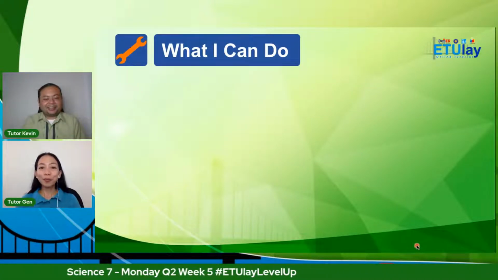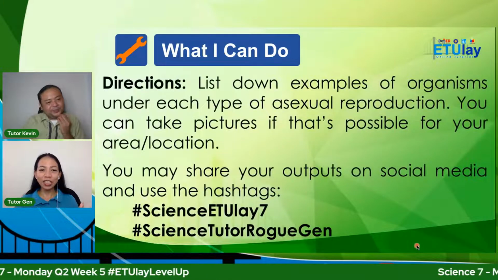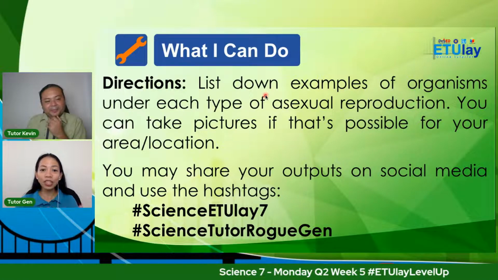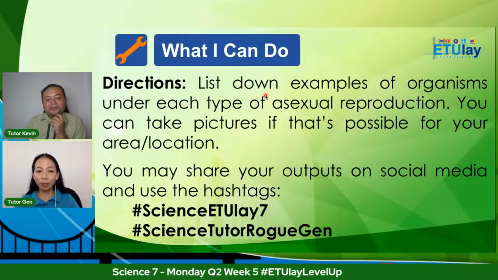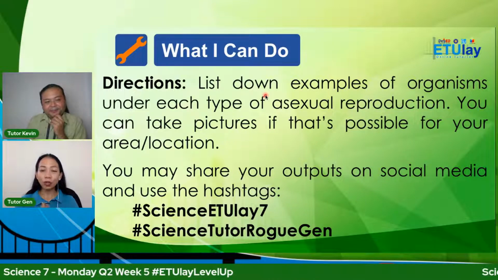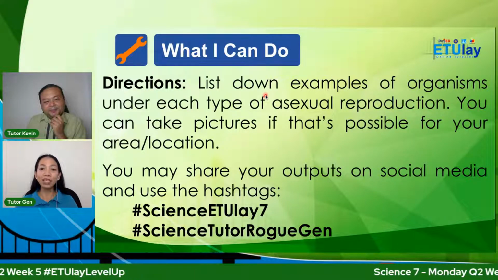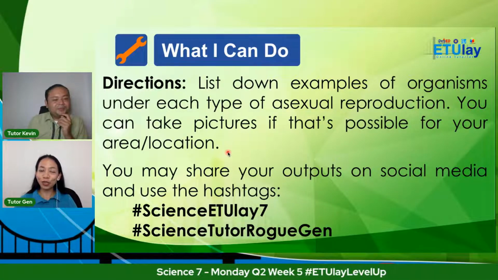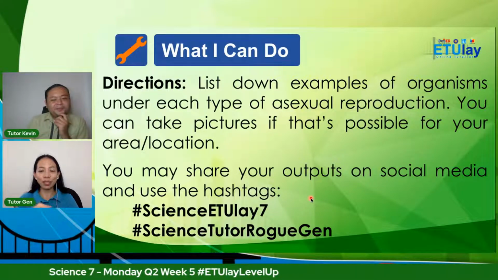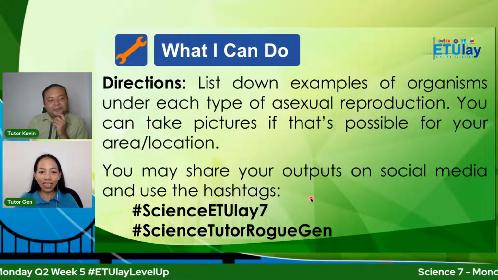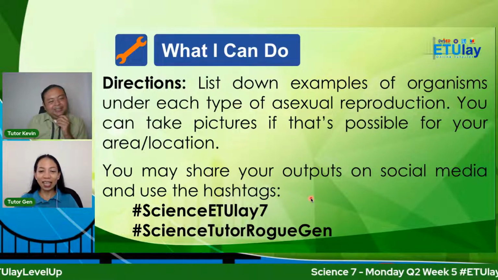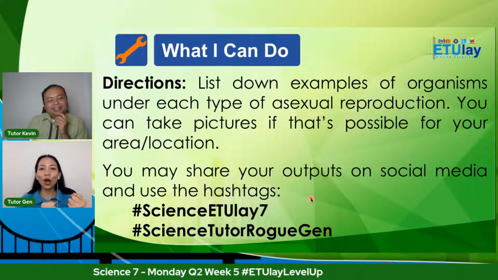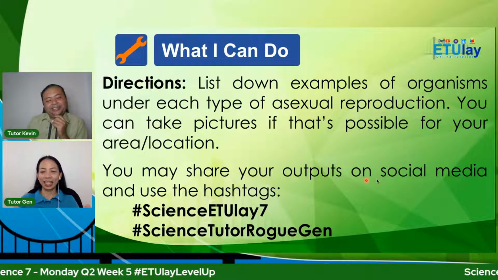While they have the break, I'd like to give them this challenge: to list down examples of organisms that undergo each type of asexual reproduction. They can take pictures if it's allowable or possible in their area. If they can see it in their area, we encourage you to take pictures and share your outputs on social media and use the hashtag Science Itulay 7.